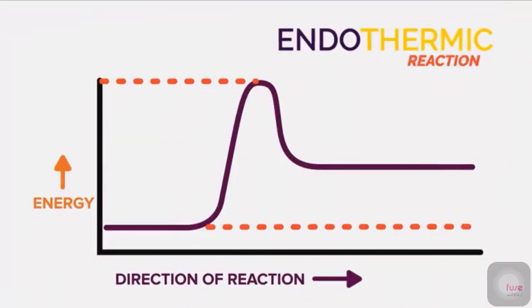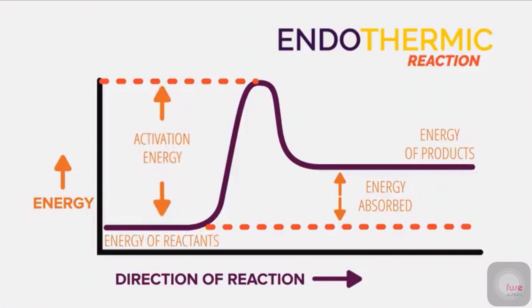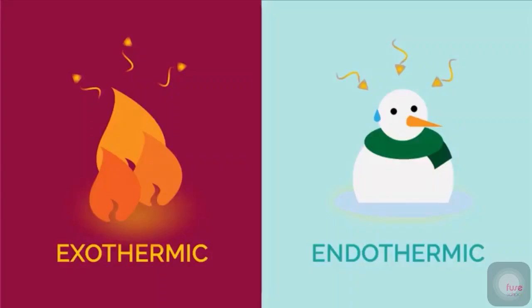Because in endothermic reactions energy is added to the reaction, the energy of the products is higher than the energy of the reactants. And so the energy curve looks like this. So there you have exothermic and endothermic reactions. All you need to remember is that exothermic reactions give out energy and endothermic reactions take in energy.